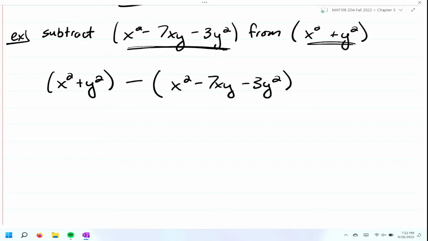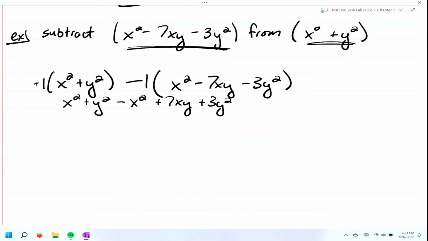Now, if you look at this, remember there's an imaginary positive 1 out front, and in between the two polynomials, this is a minus 1. So we're going to have to use our distributive property to remove the parentheses. So I get x squared plus y squared. And then for the second grouping, I get negative x squared plus 7xy plus 3y to the second.